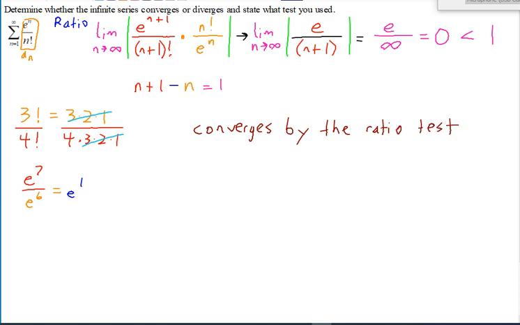Well, and with the absolute value signs, you can see you'll never get anything negative. It's always going to be something from 0 to infinity. And if that's less than 1, like it is here, it converges. If it's greater than 1, it diverges. If it's equal to 1, inconclusive, and you use a different test. All right, let's take a look at the next one.